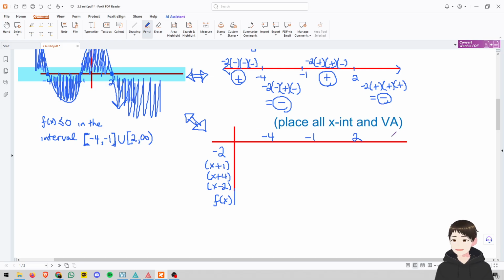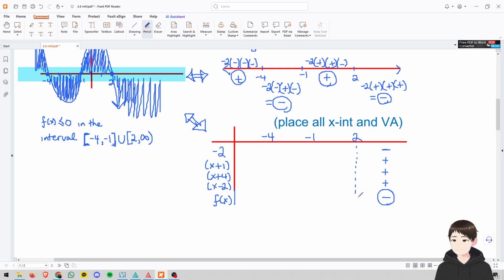Let's go right to left again. I choose a number bigger than 2. Let's choose 1 million. Even if x is 1 million, the -2 is a negative, so I'm going to do that. If x is 1 million, the bracket turns into a positive number. A million plus 4 is still a positive number. A million minus 2 is still a positive number. So when all of that is multiplied, negative times positive times positive times positive, I have a negative function.